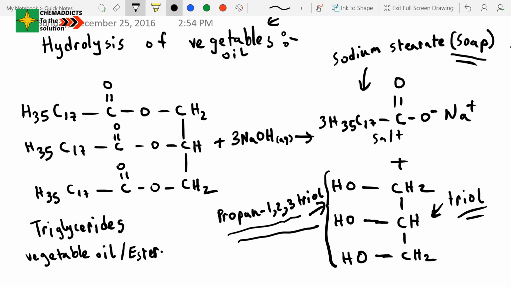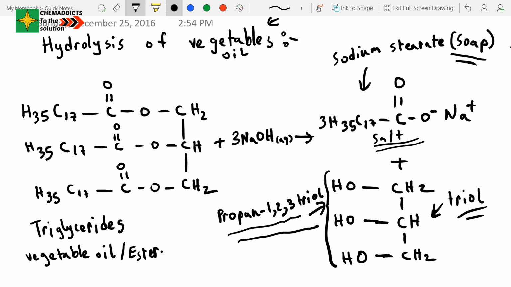Here we can see that triglycerides reacting with sodium hydroxide will give a salt, which is soap, and a triol. The name of this triol is propane 1,2,3 triol. So why should it be propane 1,2,3 triol? Let me make this clear.